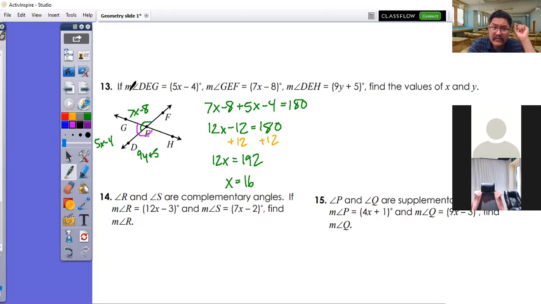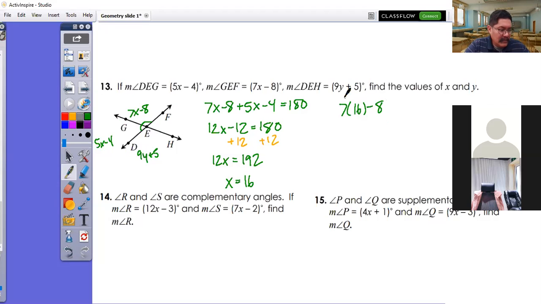The other thing I could do, which is probably the easier thing, is use the vertical angles, right? So if I know what that 7x minus 8 is, then this should be the same as that, right? Because they should be equal to each other. So that's probably the easier thing to do, so I'm going to go with that one. 7x, but replace x with 16 and work that out. And that should give us what we're missing.